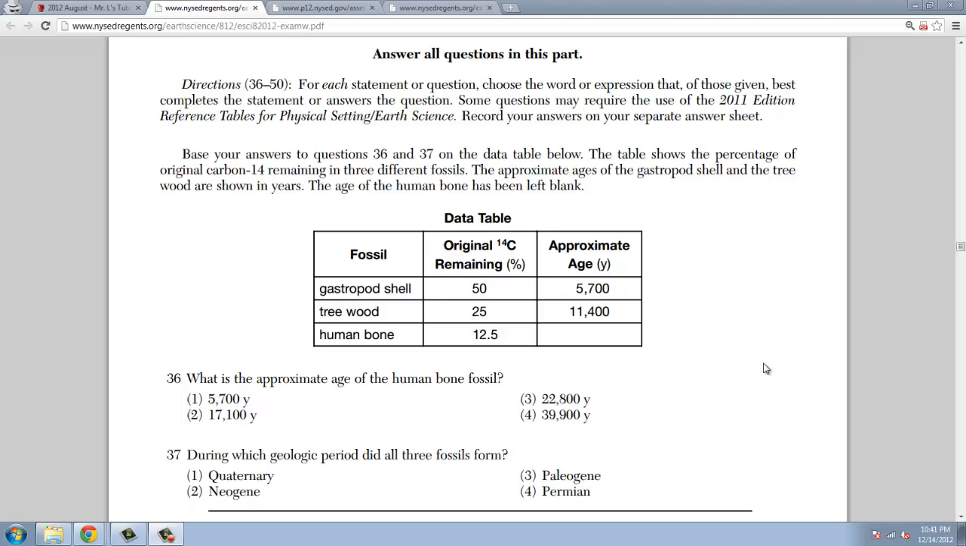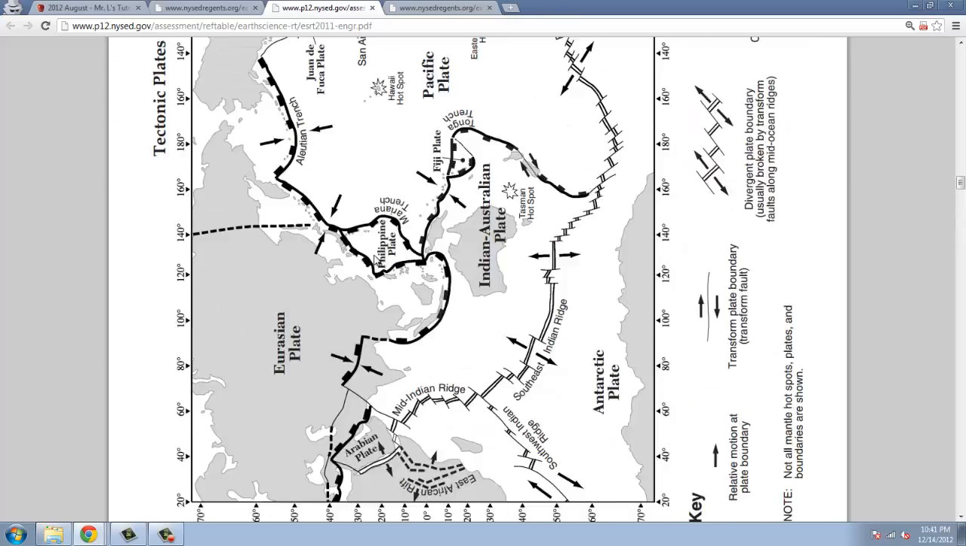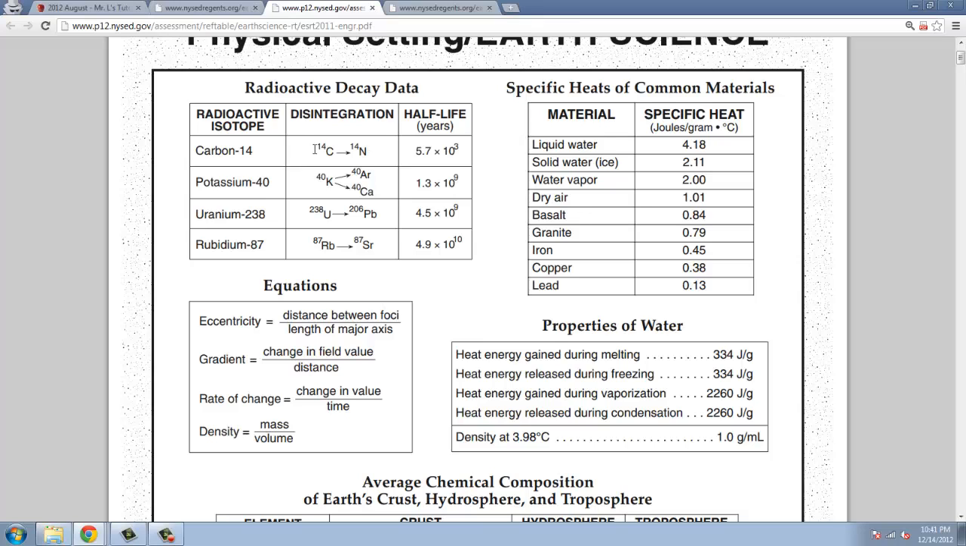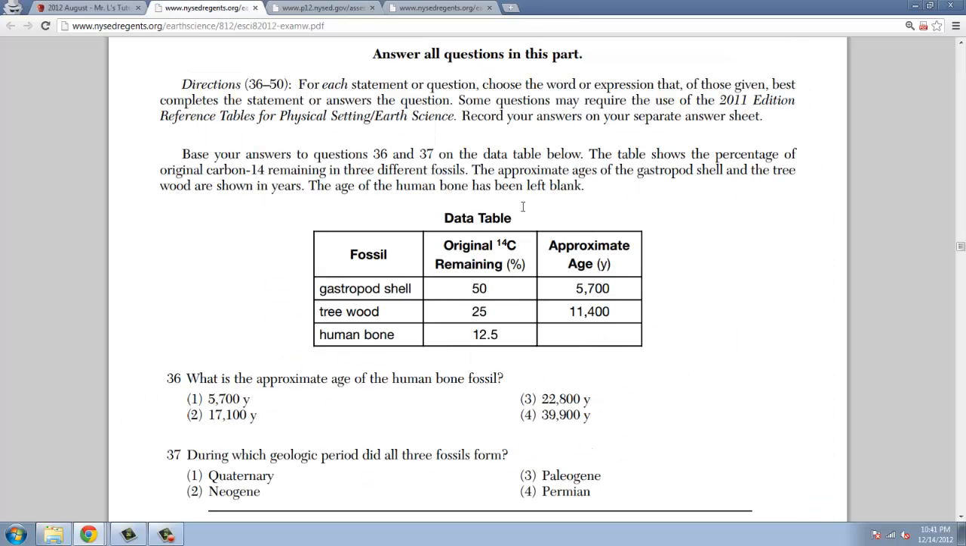So essentially what they're doing here is they're showing you carbon-14 half-life. And just to show you this really quick, the carbon-14, shown on the reference table as always, has a half-life of 5.7 times 10 to the third. That is the same as 5,700 years. So we know the gastropod shell has 50% remaining, that's half. So it went through one half-life, that is 5,700 years old. The tree wood went through two half-lives, 50, half again, 25, 11,400 years old. Now let's read the question.